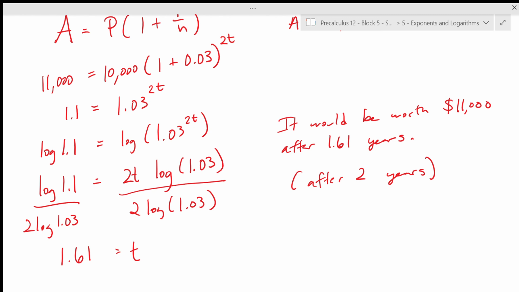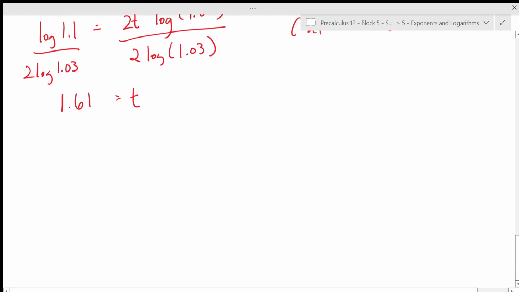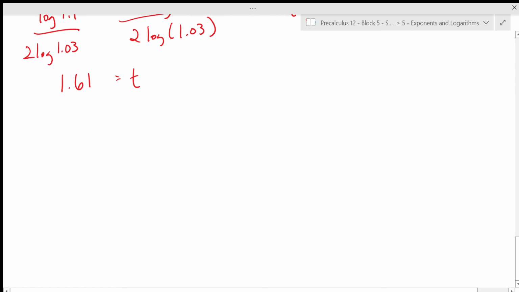Okay, last problem, and this one we're actually going to be doing a half-life problem with that growth or decay formula. Okay, so let's actually write the word example number 3.